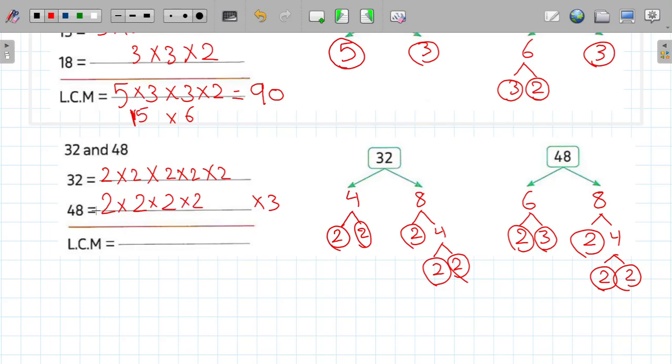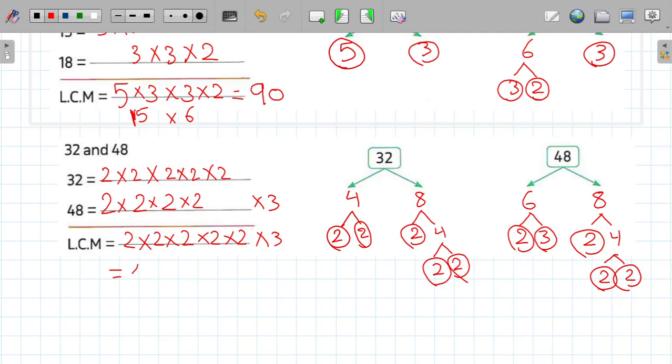Okay? The first number here I have 2 by 2 by 2 by 2 by 2. And the second number I have 2 times 2 times 2 times 2 times 3. Okay? So the least common multiple, I will take 2 from the first column, 2 from the second column, 2 from the third column, 2 from the fourth column, 2 from the fifth column, and 3 from the sixth column. Okay? So I have 1, 2, 3, 4, 5, 6. So 2 by 2 by 2 by 2 by 2 by 3 equals what?